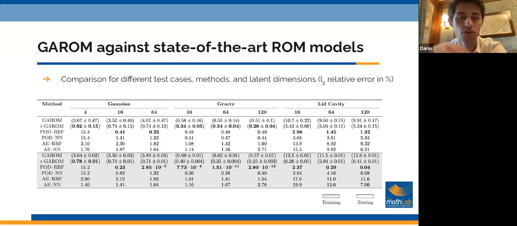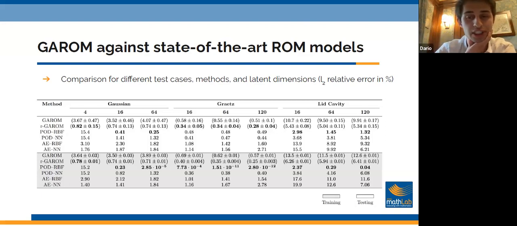In the gray rows, you can see the L2 relative error on training, while on the white rows, you can see the relative L2 error on testing for different methodologies. We have GAROM, regularized GAROM, proper orthogonal decomposition with RBF, POD with neural networks, autoencoders with additive basis function, and again, autoencoders with neural networks.